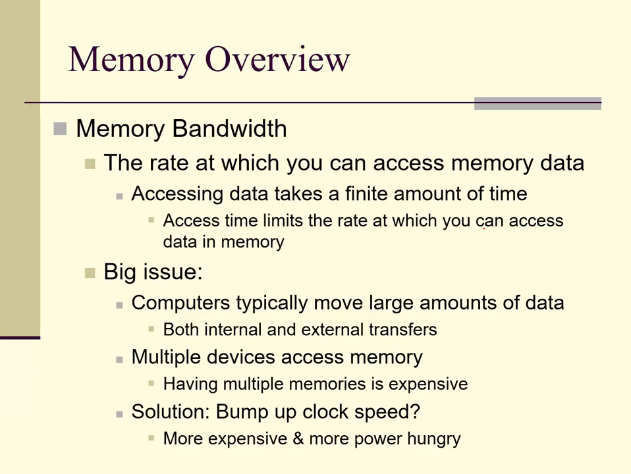The big issue is computers move a lot of data, and typically they have multiple devices accessing memories. If two devices try to access memory at the same time, one of the devices isn't going to be able to access the data. It's going to have to wait, and that takes a hit on the throughput. You would think, I'll just bump up the clock speed, but if you bump up the clock speed, the faster memories are more expensive, and of course, they eat more power.